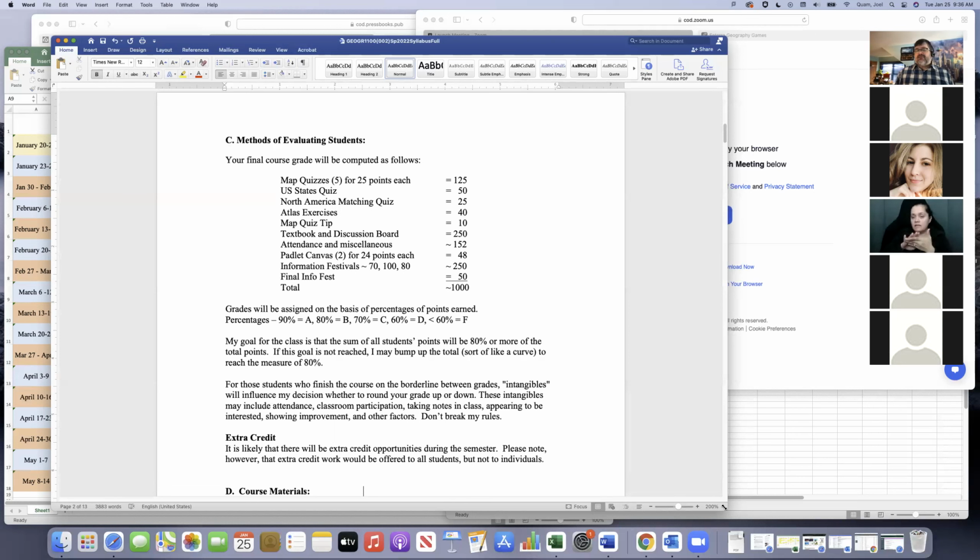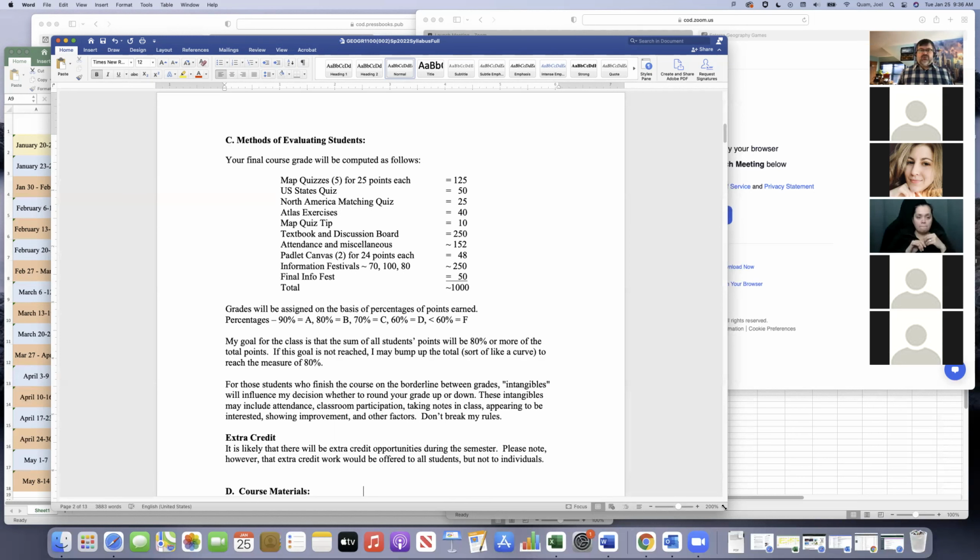It may be asking you to put something in the chat on our Zoom so that I can then save the chat and just mark off who's here and give you your points for the day. It may be something else. So attendance and miscellaneous will add up as well.